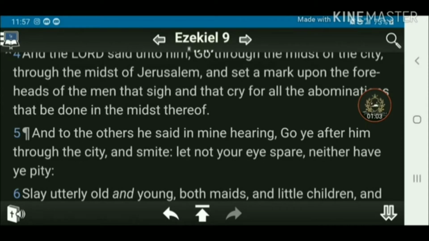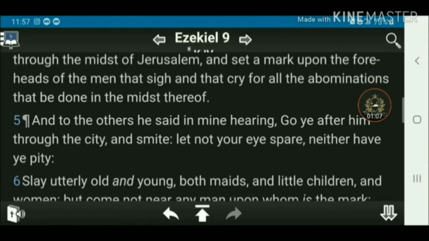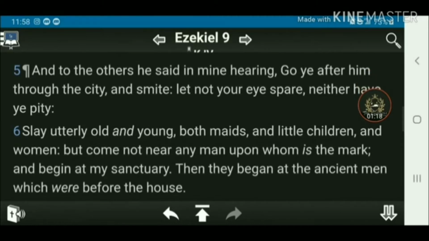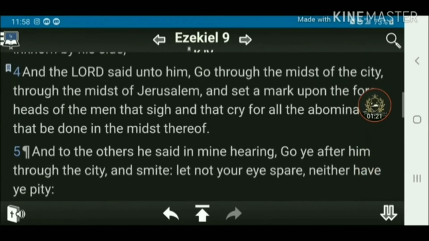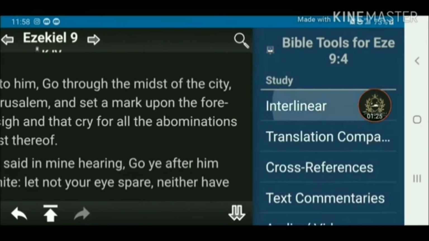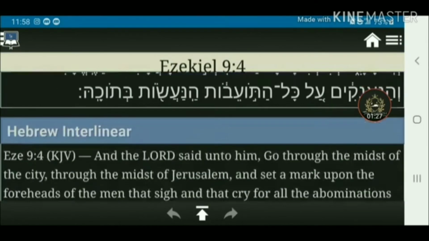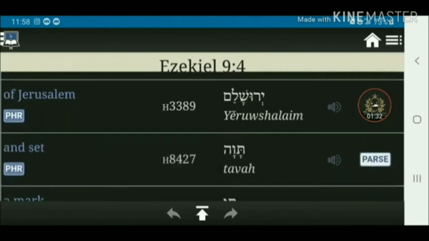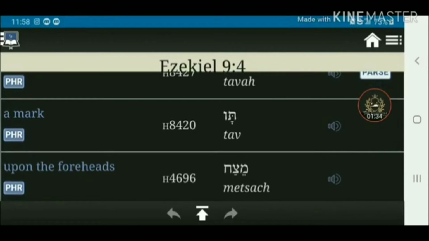Set a mark on the forehead of all the men that sigh and that cry for all the abominations that be done in the midst thereof. And to the others, he said in my hearing, go ye after him through the city and smite. Let not your eye spare, neither have ye pity. So this mark in the foreheads, let's go get that. As you'll see, is an exemption from judgment. This is an exemption from judgment.